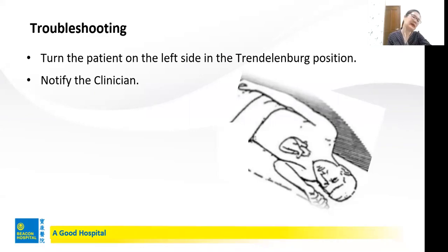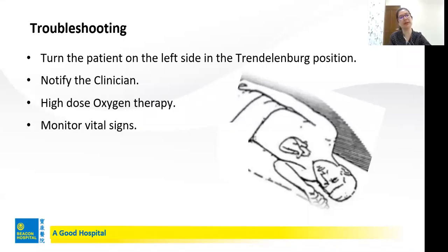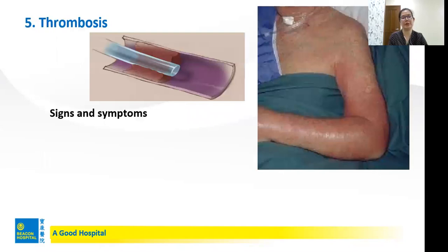Okay, subsequently, the clinician might order high dose oxygen therapy. Then we need to continue to monitor the vital signs, and we need to document the incident. Of course, there are more invasive interventions that the clinician might order and perform. Okay, but as a nurse, these are the few things that we can do to support the clinician and take care of our patient.